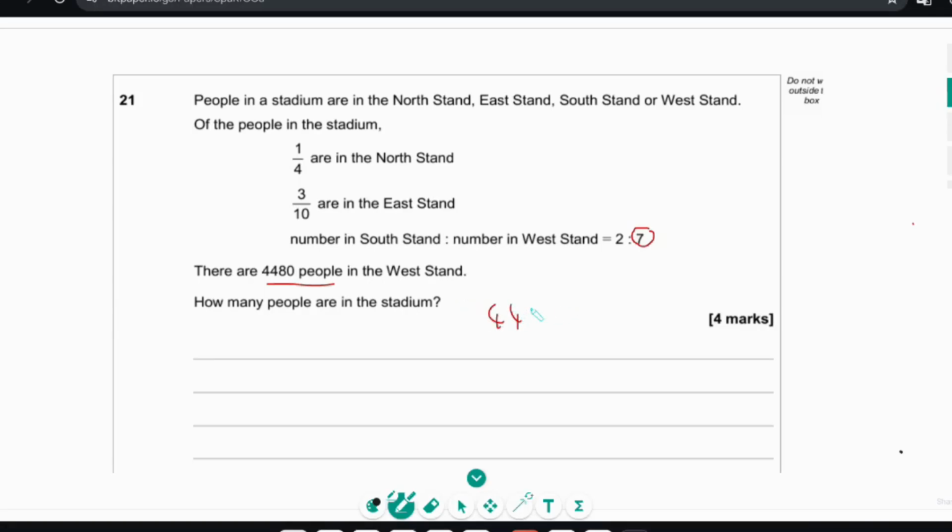4,480 divided by 7 to work out one part, times by 2 to get 2 parts. This is 1,280. So that is people in the South Stand. Add those two up, 4,480 and 1,280. I get 5,760, which is the total in the South and the West Stand.